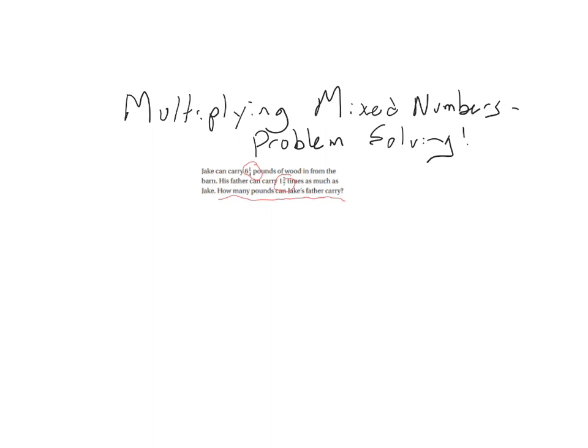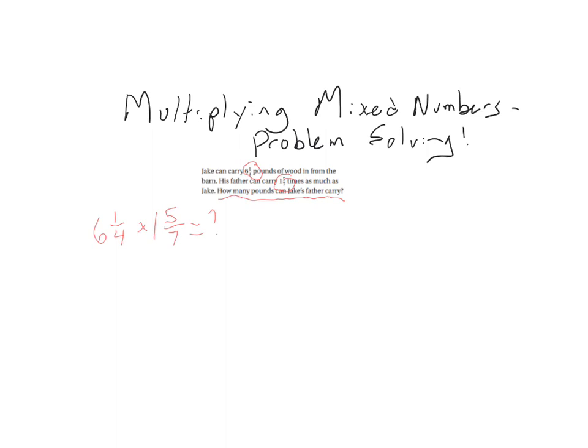So the first thing that I'm going to do is set this up as an equation. 6 and 1/4 times 1 and 5/7 equals something. I don't know at this point. That's what I'm trying to figure out.